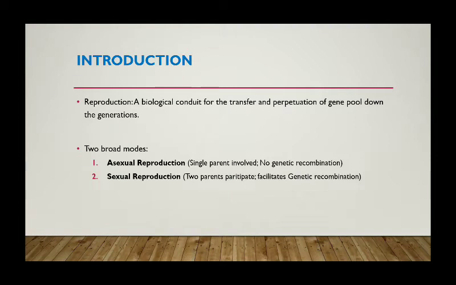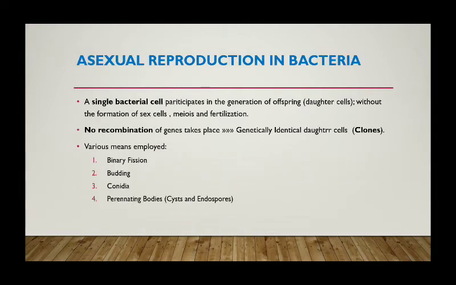One is asexual reproduction and the second one is sexual reproduction. In asexual reproduction, a single parent is involved, there is no genetic recombination. While in case of sexual reproduction, two parents participate in the sexual act, and this involvement of two parents facilitates the recombination of genetic material. That is, genetic recombination happens in sexual reproduction.